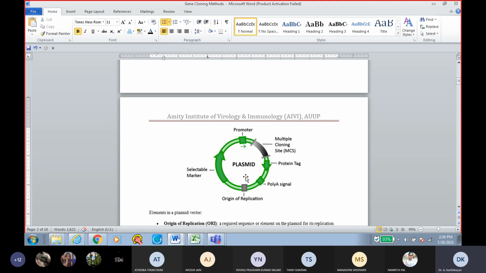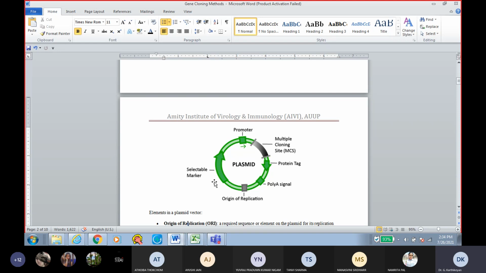Okay. And then the plasmid will have what is called an origin of replication. This is what makes the plasmid independent of your chromosomal DNA, so it can replicate independently. Okay. And then you have a selectable marker.